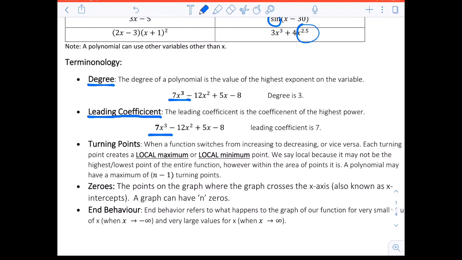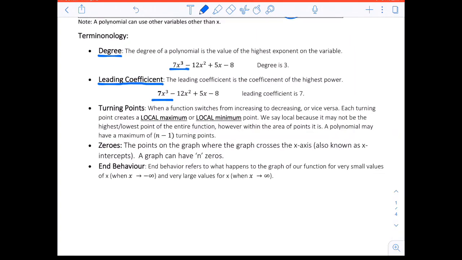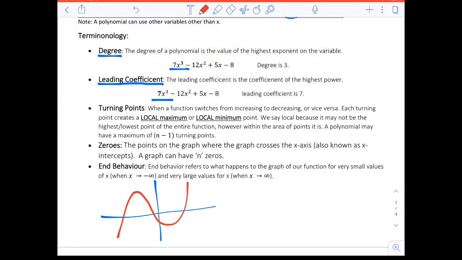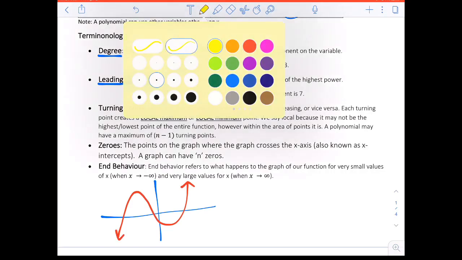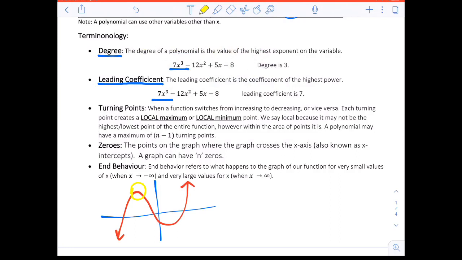Next, we talk about turning points. So now polynomials can look very different, and any turning point is a point where we go from either a positive slope to a negative slope, or rate of change. So for example, if I have some graph that looks maybe like this, this would have two turning points. It would have one at the top here, and it would have one at the bottom here, because we're going from a positive rate of change to a negative rate of change.